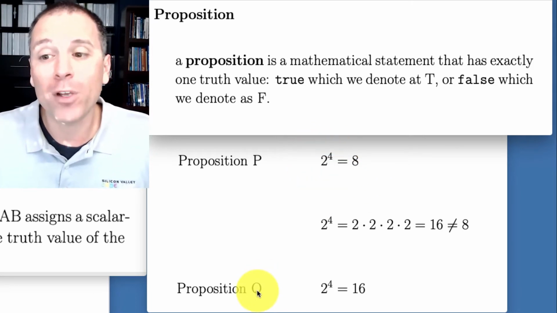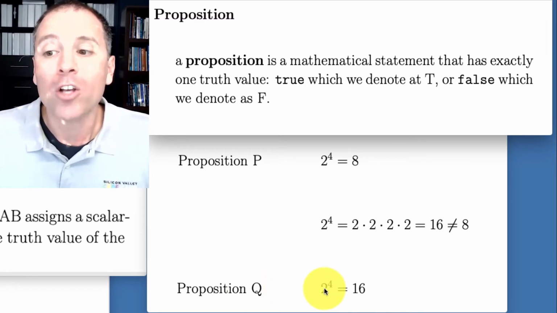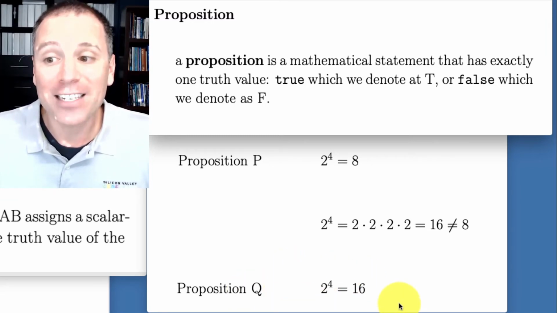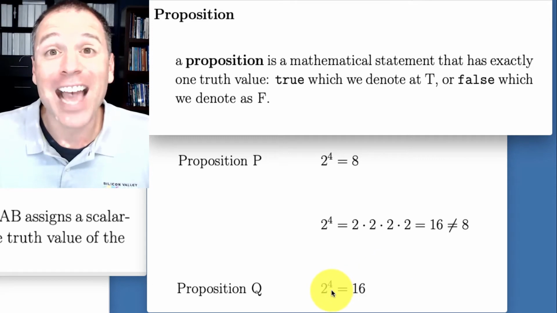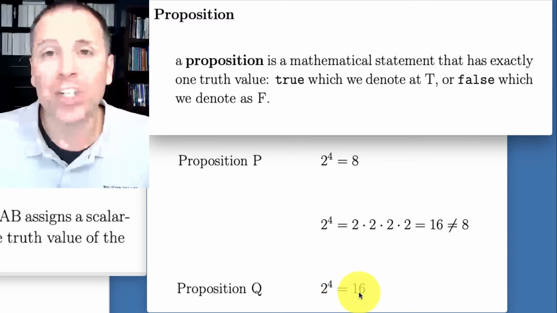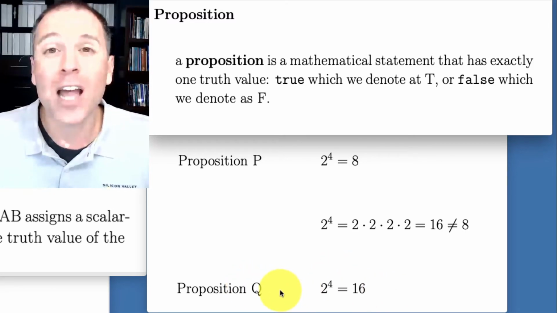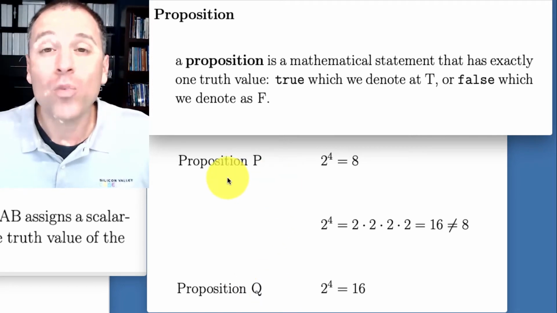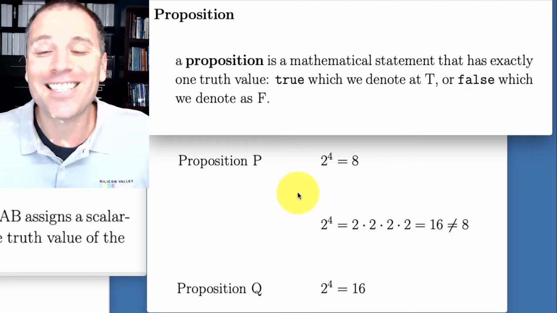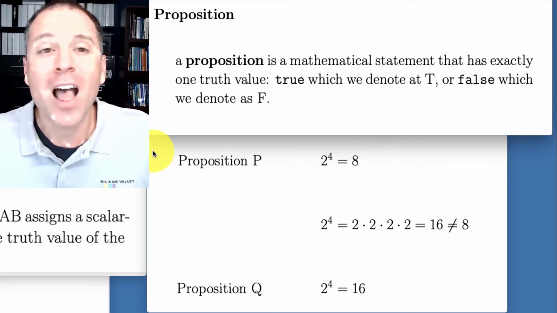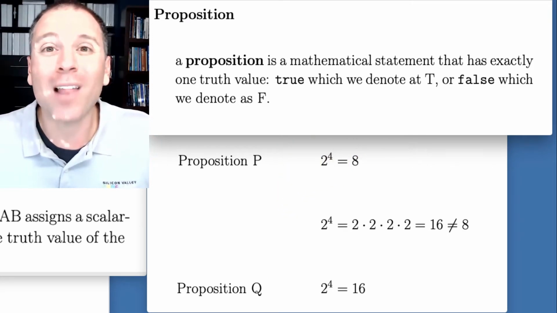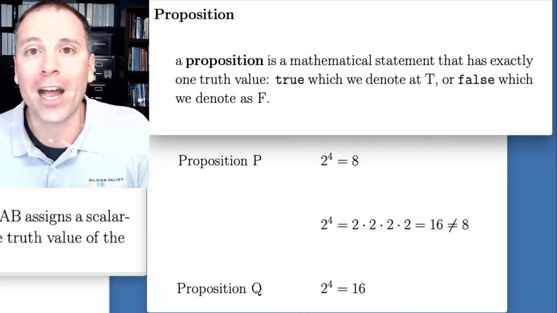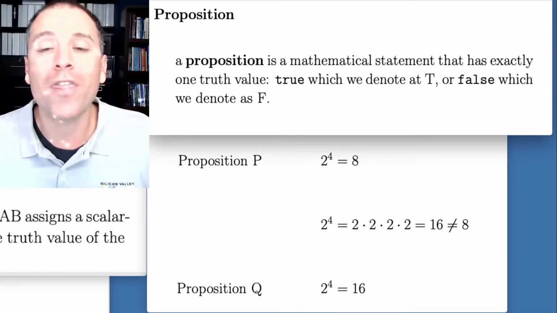On the other hand, if we look at proposition Q, 2^4 = 16, that is a mathematical statement, and indeed that statement holds. The expression on the left-hand side, when evaluated numerically, is equivalent to the expression on the right-hand side. In other words, the truth value of proposition Q is true. This discussion really focused on a logical analysis of different mathematical statements. The concept of a logical scalar allows us to encode that mathematical analysis using a construct within MATLAB's memory.